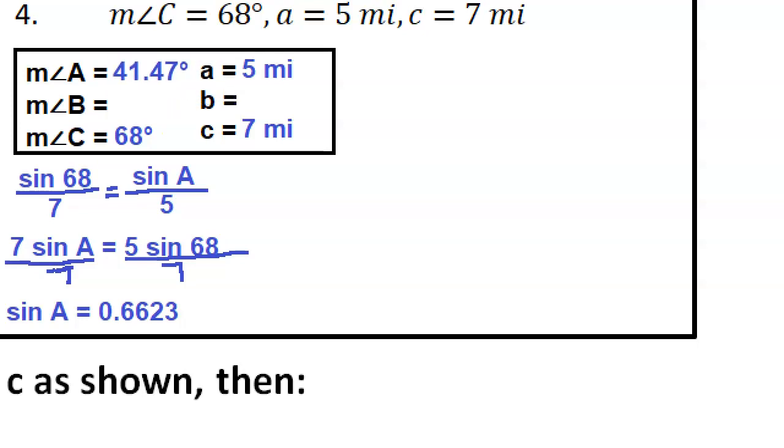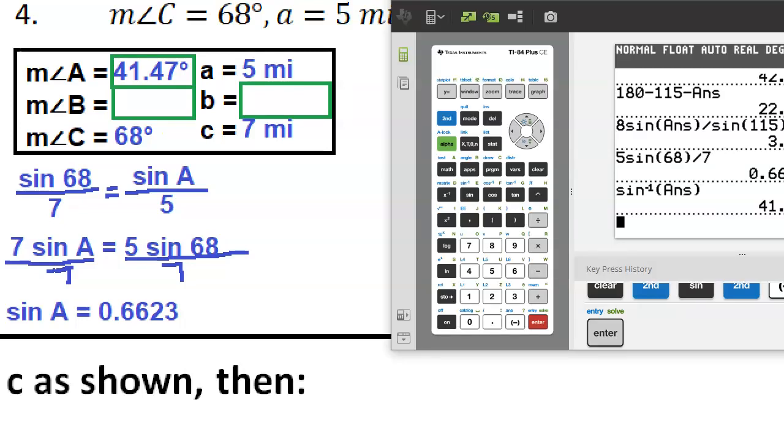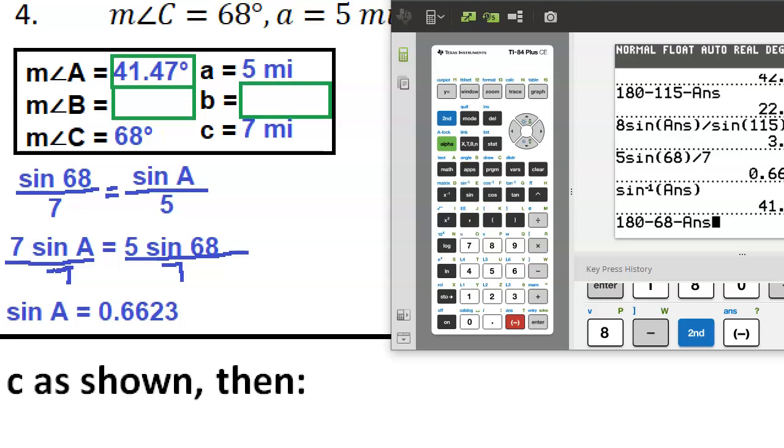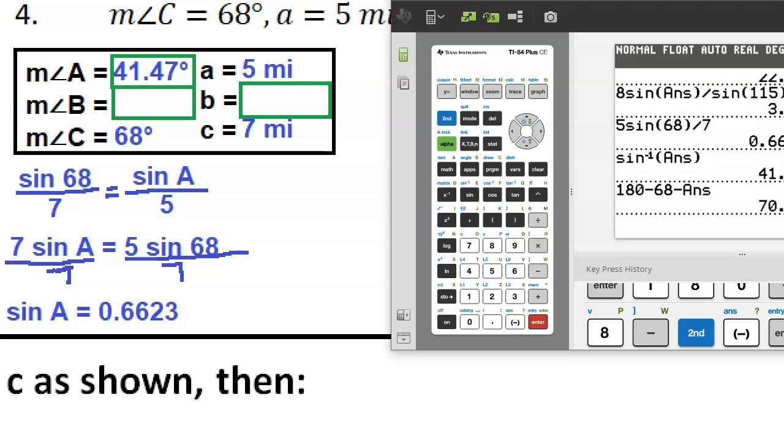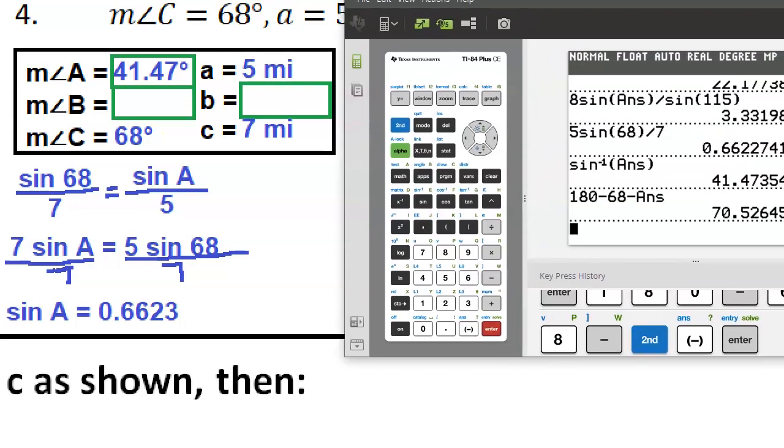All right, now. All right, so at this point we have the complete story about the letter C, and we have the complete story about the letter A. So we're going to do 180 minus 68 minus the number of degrees that we just used for the answer there, which would be 70.53 degrees.